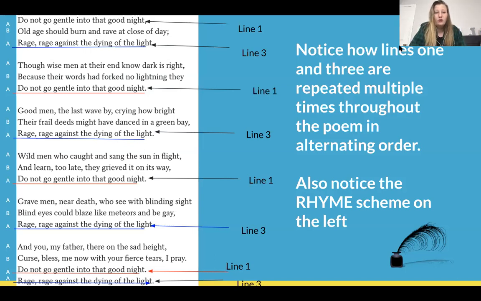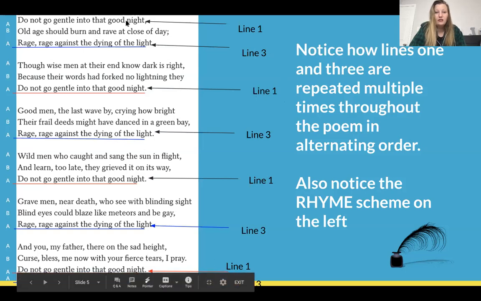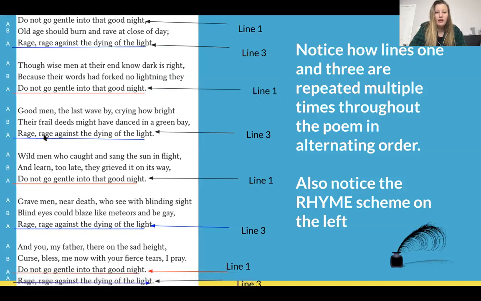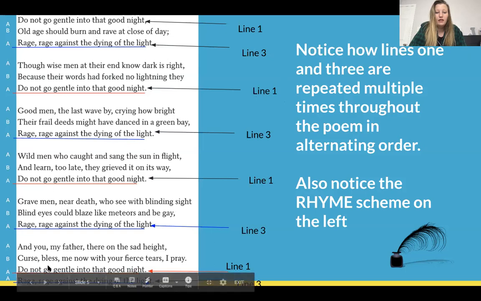Okay, so as we'll go through, you will notice that the first line of the poem and the third line of the poem are repeated throughout the poem, right? So the first line in the first stanza shows up again in the second stanza, and then again in the fourth stanza, and then again in the sixth stanza. All right, so this first line, "Do not go gentle into that good night," shows up again down here, and then it shows up again here, and then it shows up again here.